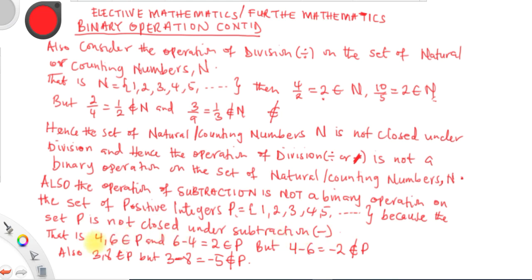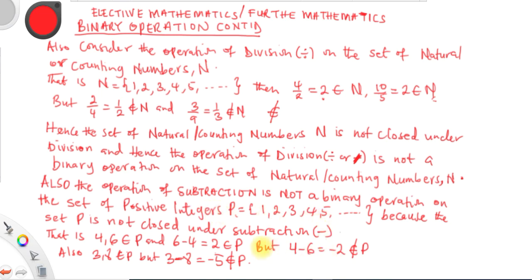That is why it is not closed. If you take two elements belonging to the set of positive integers P, 4 and 6 in this case, and we subtract 4 from 6, that is 6 minus 4, we get 2. 2 is part of what? The set of positive integers. 2 belongs to that. So this holds. But how about if you subtract 6 from 4, the other way? We get negative 2. Is negative 2 a member of positive integers?